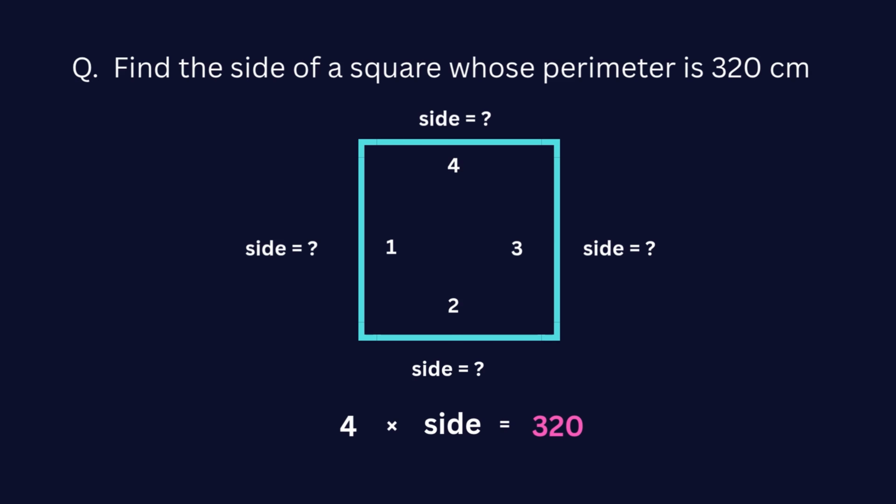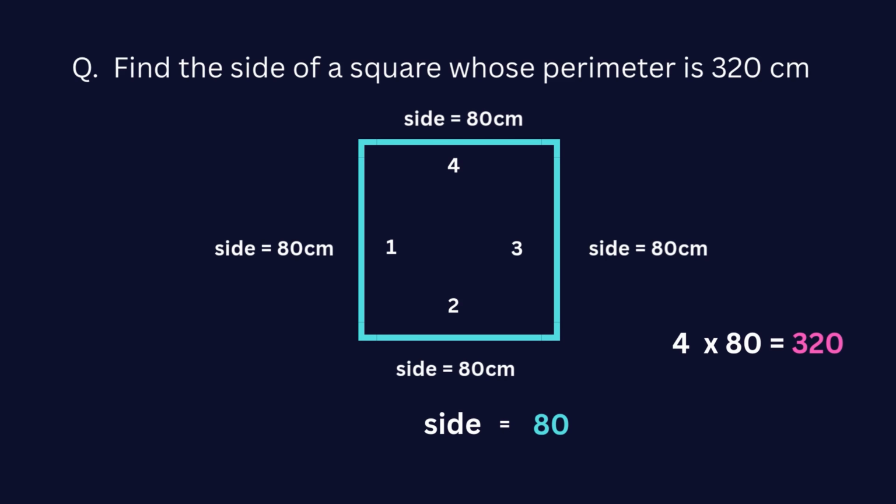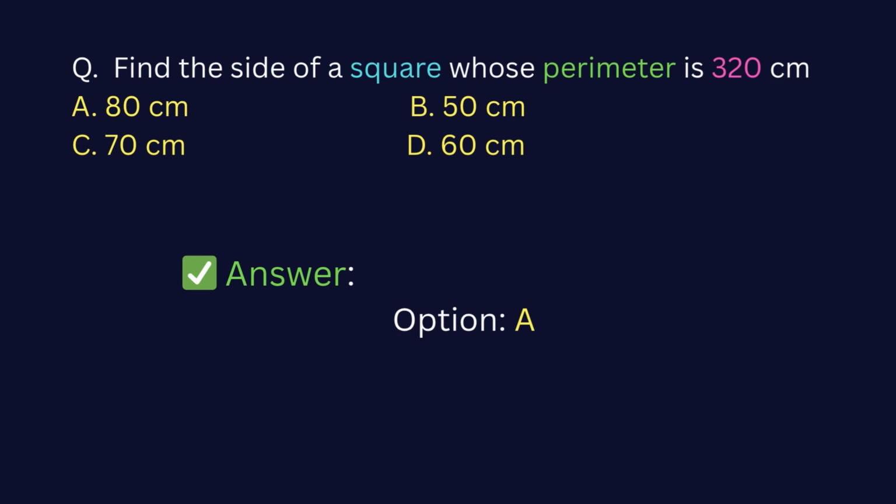So if I do 320 divided by 4, that will give me the side of 80 centimeters. So each side of a square is 80 centimeters. Now if I multiply all the sides, that will give me the total length of our perimeter, which is 320. So if we look at our options, we see that option A is the correct answer, which is 80 centimeters.